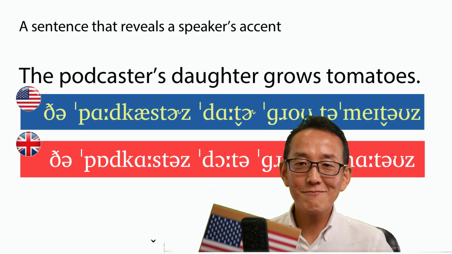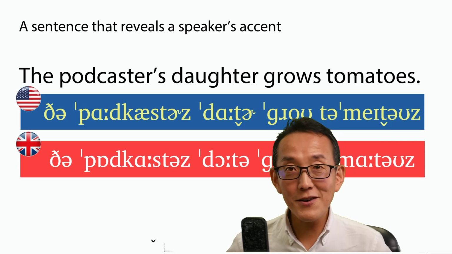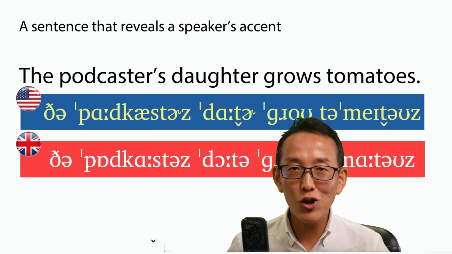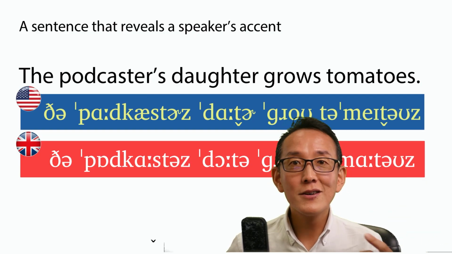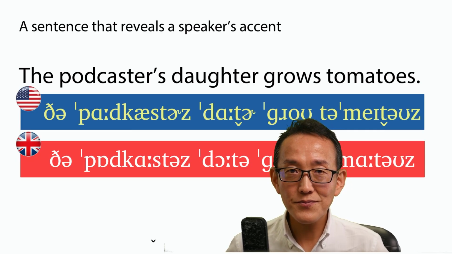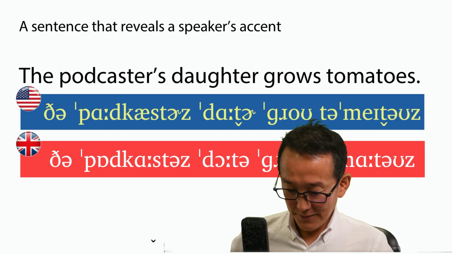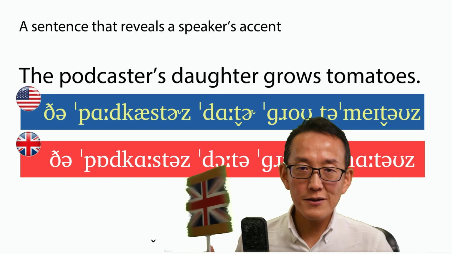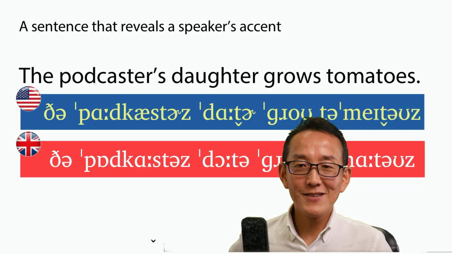Do they sound different to you? Right, definitely, yes, you can tell. So the difference between the last sentence and this sentence is this sentence contains many clues, such as, for example, vowel quality, the R after vowel, the pronunciation of T between consonants, and so on. So let me demonstrate. Again, the podcaster's daughter grows tomatoes.